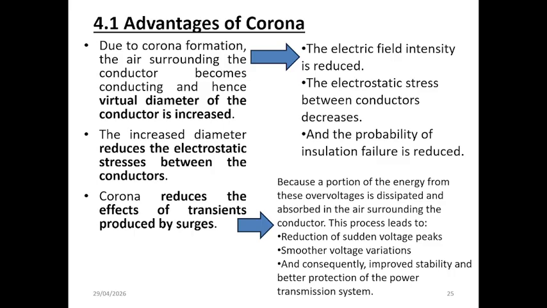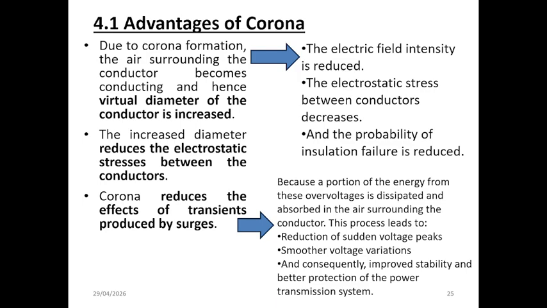Okay, this slide focuses on the key advantages of Corona in overhead transmission lines and explains how it can positively influence system performance. When Corona occurs, the air surrounding the conductor becomes partially ionized and behaves like a conducting layer. This effectively increases the residual diameter of the conductor, which in turn reduces the electric field intensity and electrostatic stress between conductors. So as a result, the likelihood of insulation failure is lowered.